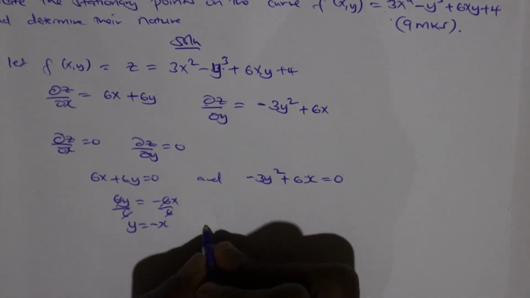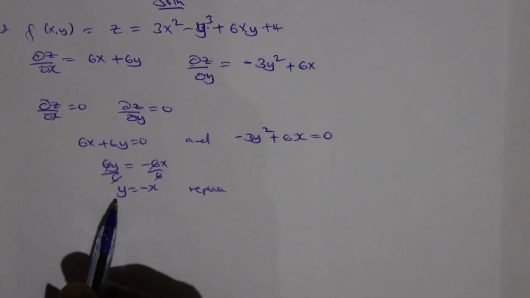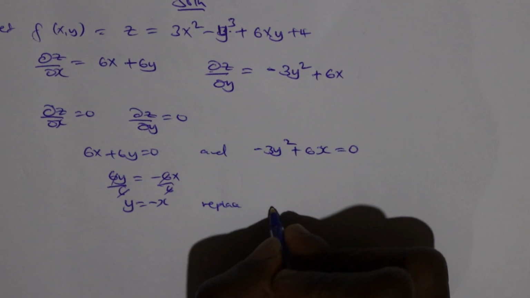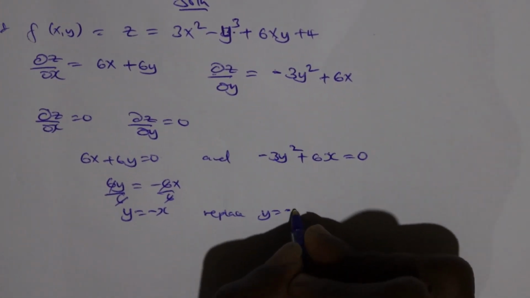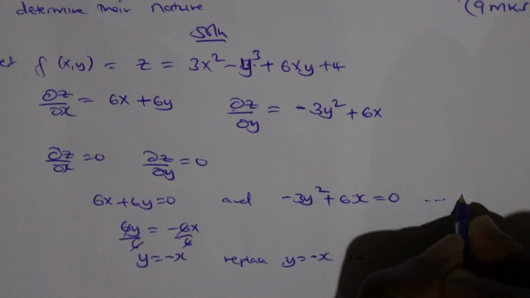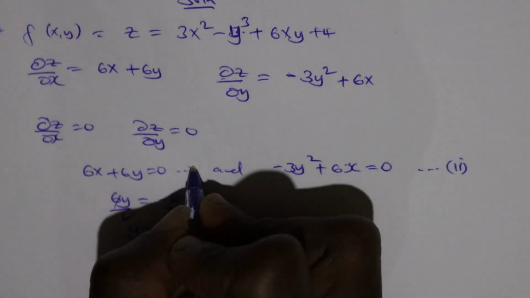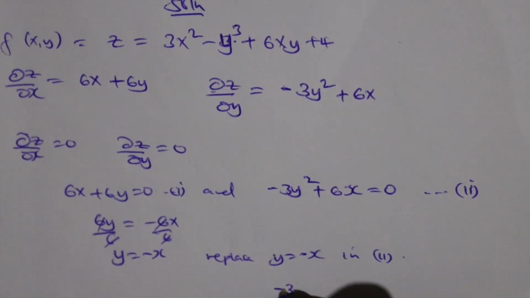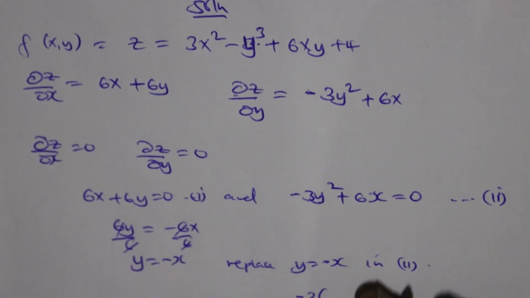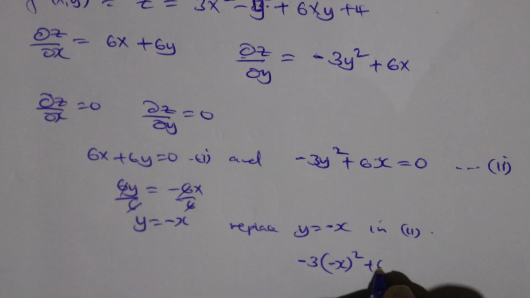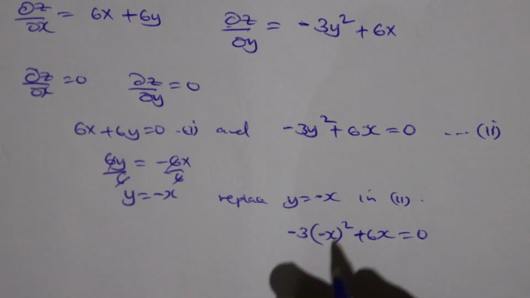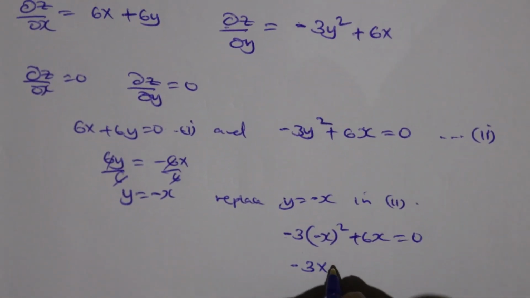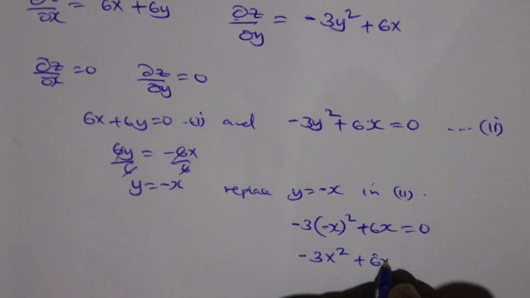Now we replace the value of y, which is negative x, in the second equation. So we replace y equals negative x in equation 2, this was equation 1. So in 2 we shall have negative 3 times negative x squared plus 6x equals 0. When you square a negative number, it gives you a positive, but we still have the negative. So we shall have negative 3x squared plus 6x equals 0.